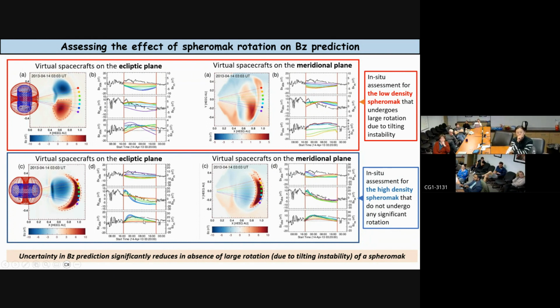That means the uncertainty will be very small when the spheromak rotation is very small. So if in the MHD simulation we use a spheromak model, depending on how much rotation it has undergone, we can have different uncertainties, and that can also depend on the initial density of the spheromak.